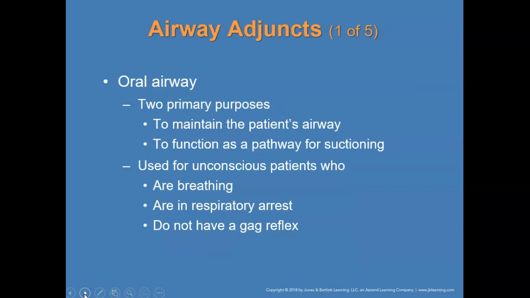Okay, now we're going to move on to what we call airway adjuncts. An oral airway has two primary purposes: to maintain the patient's airway and to function as a pathway for suctioning. They are used in unconscious patients who are in respiratory arrest or do not have a gag reflex. So that's important to remember. You're not going to put an oral airway in somebody who has a gag reflex. This question always comes up.